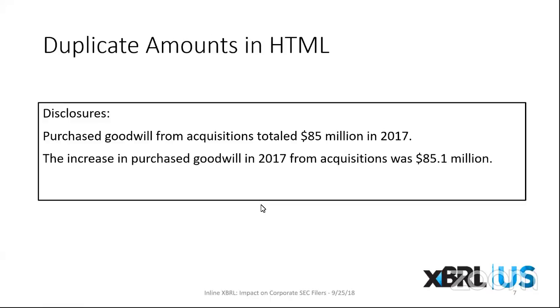Even if the number were 85 million in both spots, it should be tagged 2 times with the same element in the same way. So that's the appropriate way for duplicate amounts in the HTML. That's all I have on that one, Michelle, so I will pass it back to you.